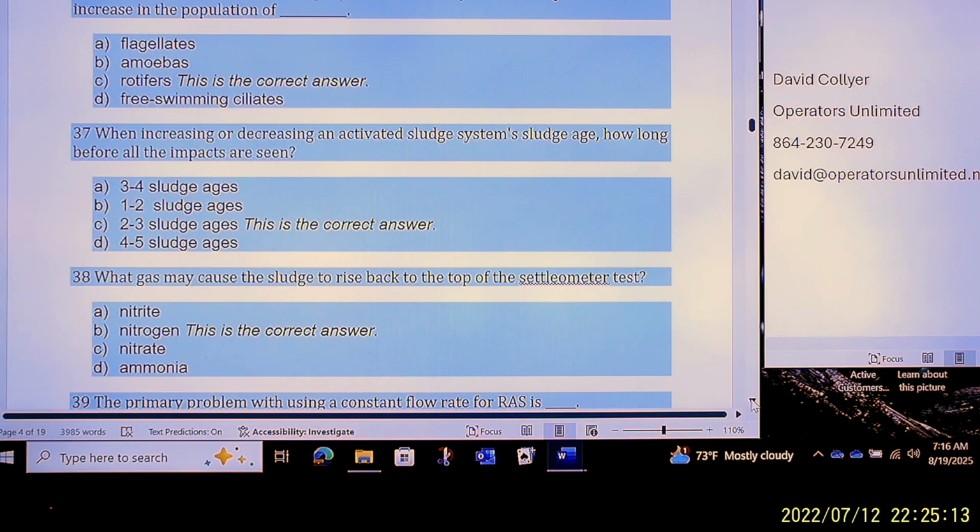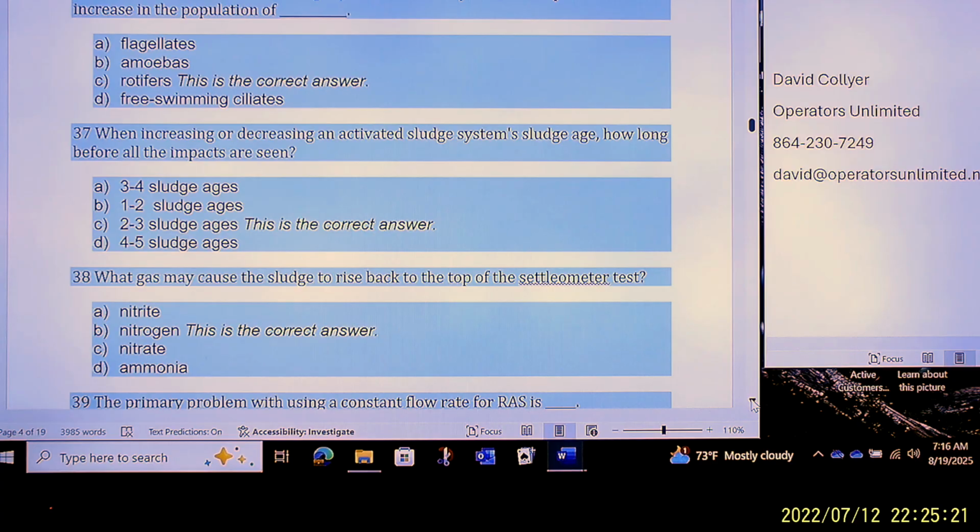(36) As the SRT in an activated sludge system increases, you would expect to see an increase in the population of A, flagellates, B, amoebas, C, rotifers, D, free-swimming ciliates. The answer to 36 is C, rotifers.